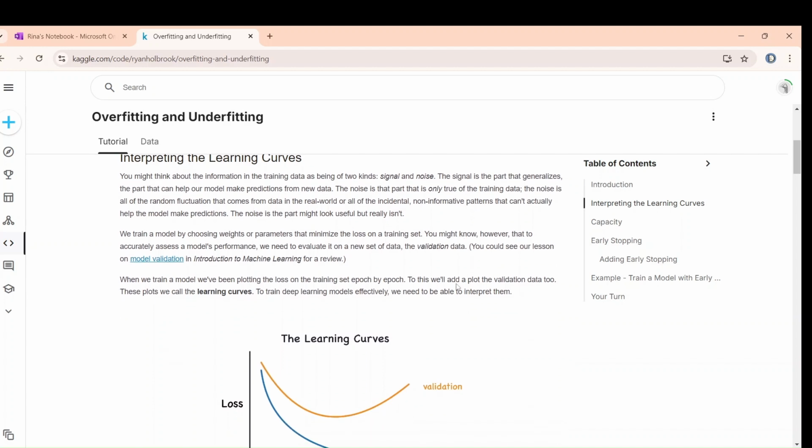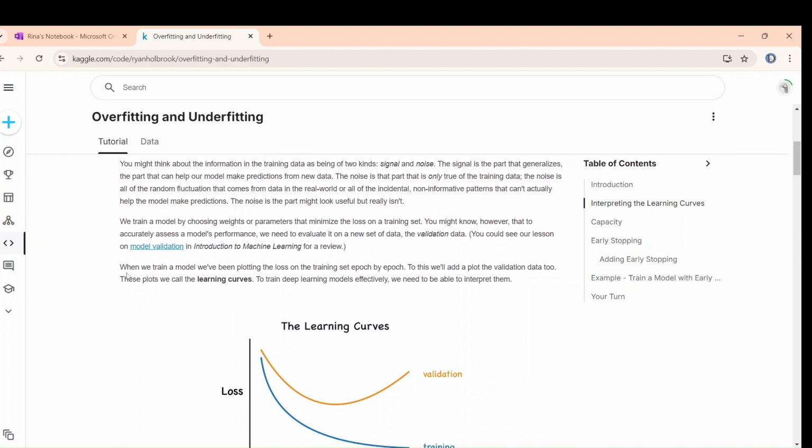Why is validation used? To see how the model is performing. Now, when we train a model, we have been plotting the loss on the training set epoch by epoch. What is an epoch? You remember that when the model goes through all the points of the data set, it is known as an epoch. After every epoch, the loss will be reduced because we are tuning weights in a way that the loss gets reduced and our model predicts better.